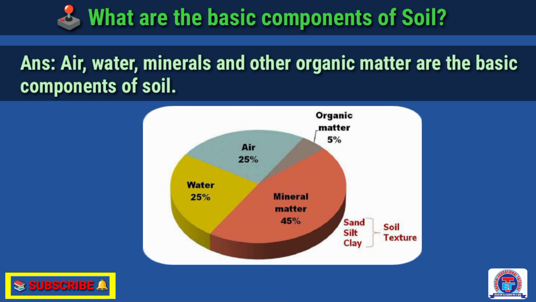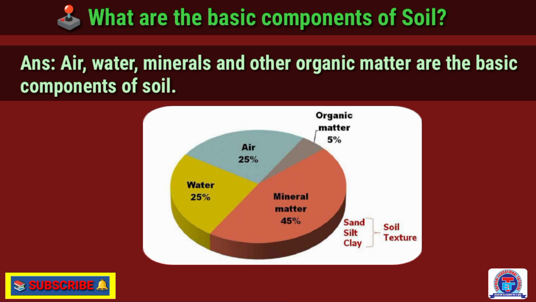Now we understand what the basic components of soil are. The basic components of soil are air, water, minerals and organic matter, as we observe here in this pie chart.